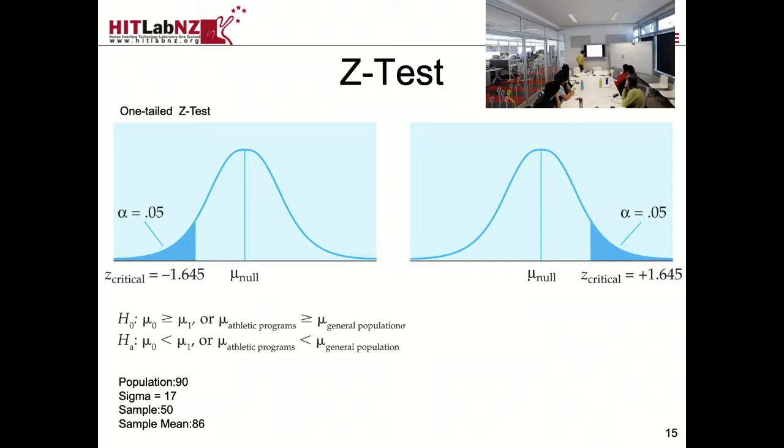Okay? So in this case, we always know the population here, and we also know the standard deviation here, and this is our number of sample data, and this is the sample mean.